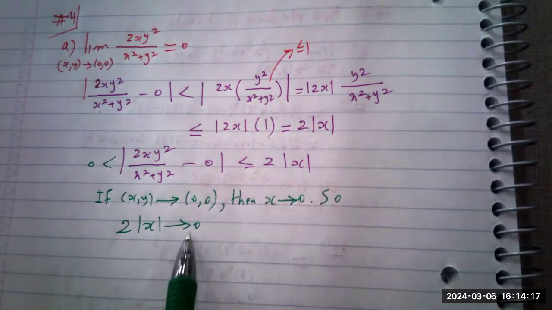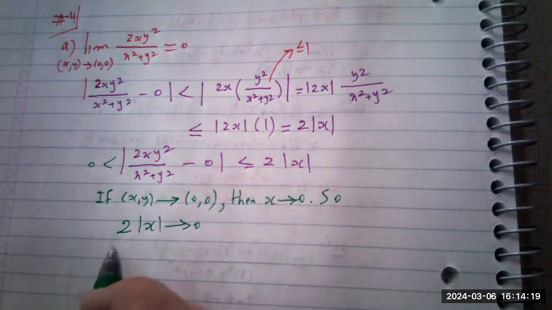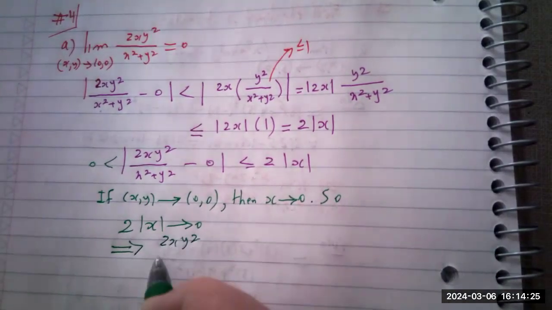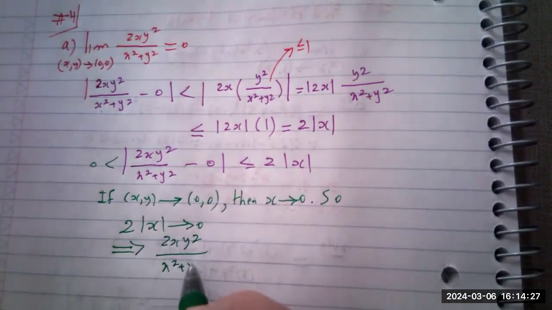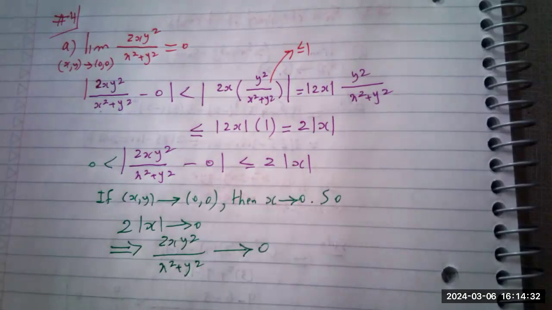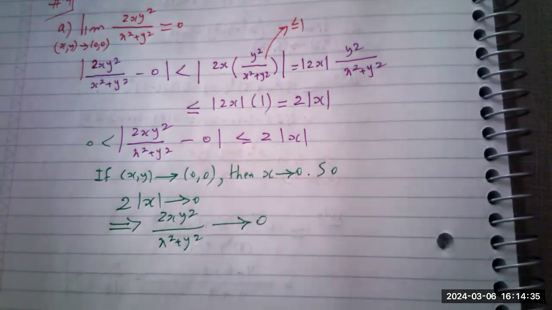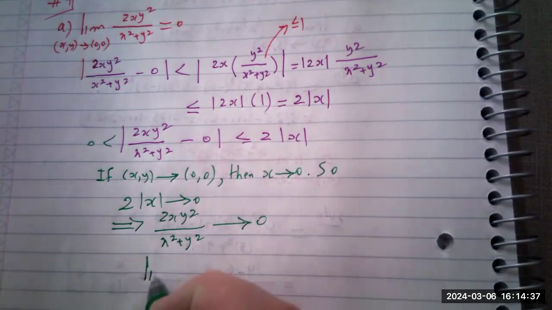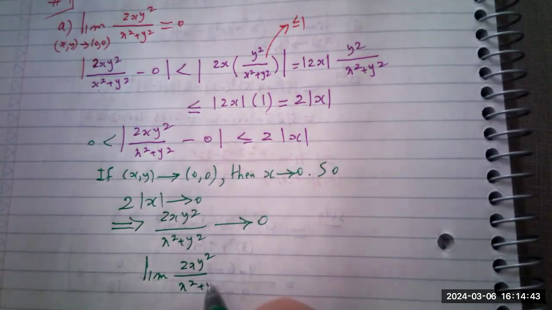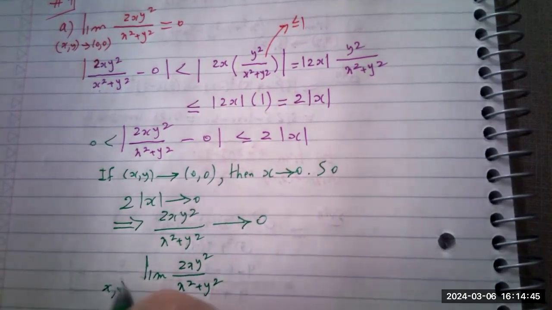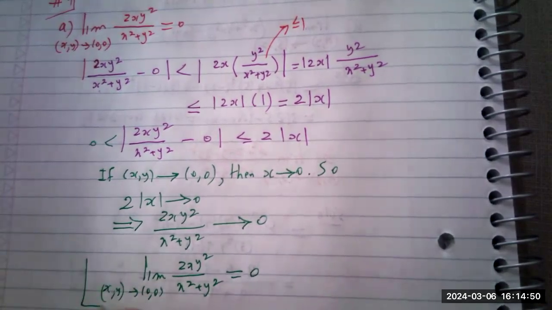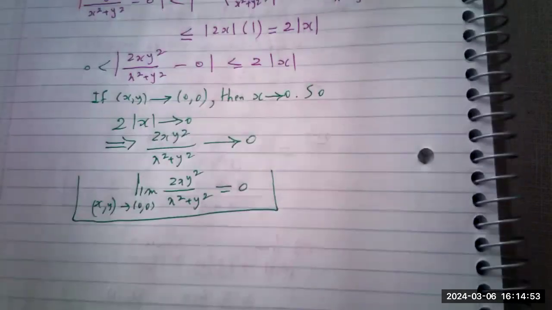So this is going to be the case, goes to 0, and this would imply that 2xy squared over x squared plus y squared goes to 0, because the top one goes to 0, so the bottom one would follow. And that's exactly the meaning of the limit of 2xy squared over x squared plus y squared when (x, y) goes to (0, 0) giving you 0. You see, this is one version that you can prove.